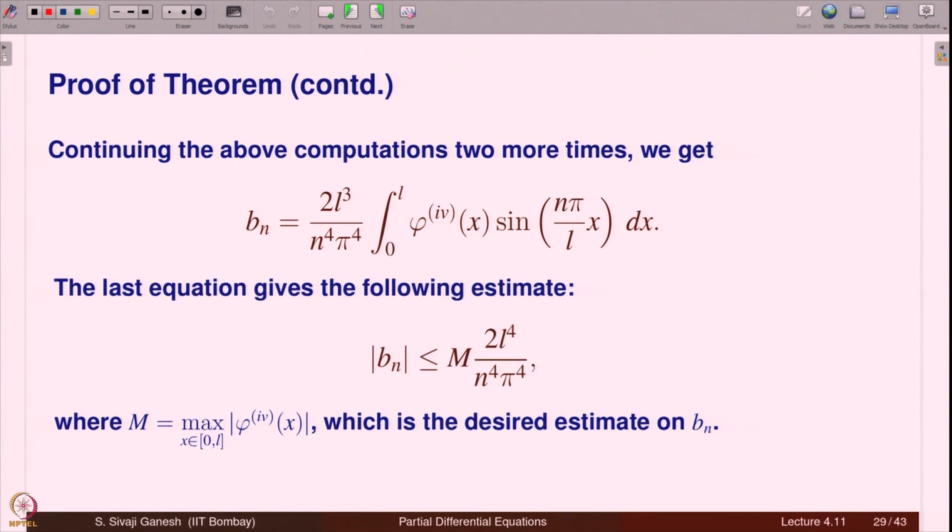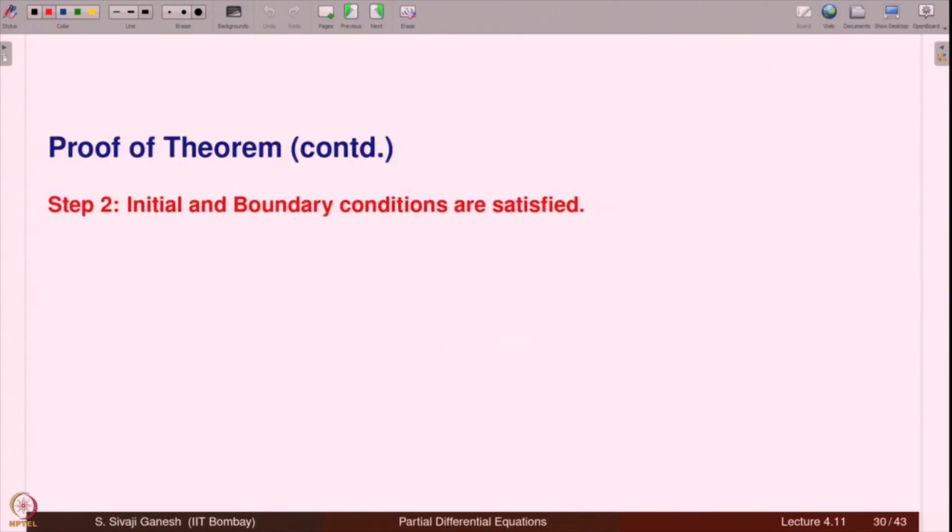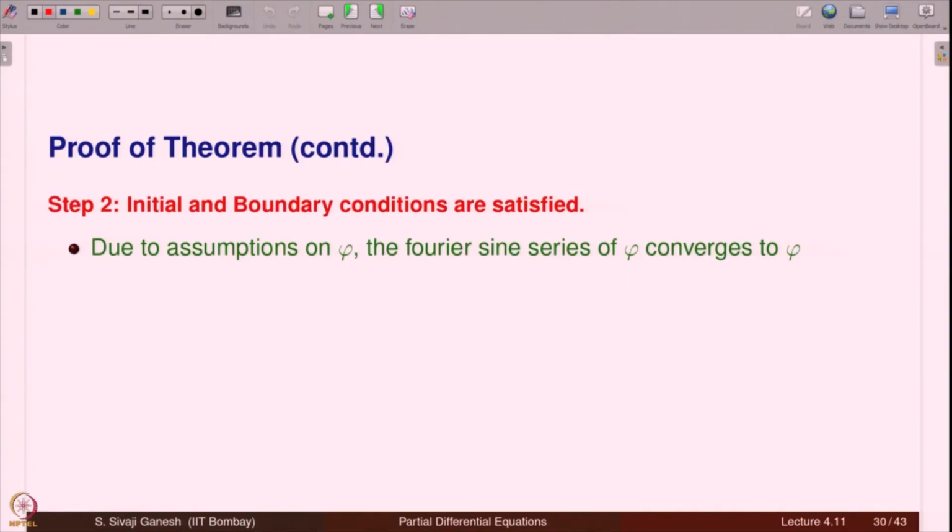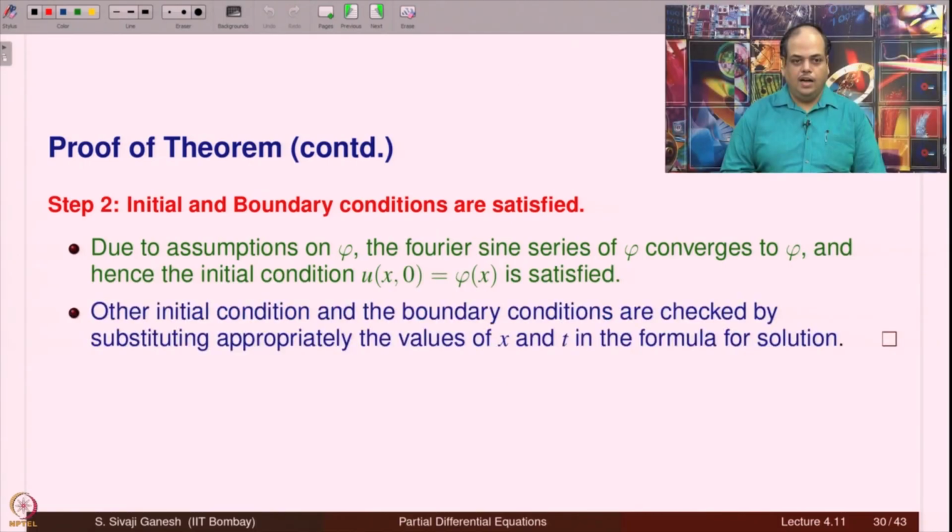Therefore we get the desired decay estimate for Bn. So the smoother the function is, the faster the decay is for the coefficients. So C4 gave us 1 by n power 4. Now initial and boundary conditions: due to assumptions on phi, the Fourier sine series of phi converges to phi, and hence the initial condition is satisfied, and the other initial condition can also be checked.